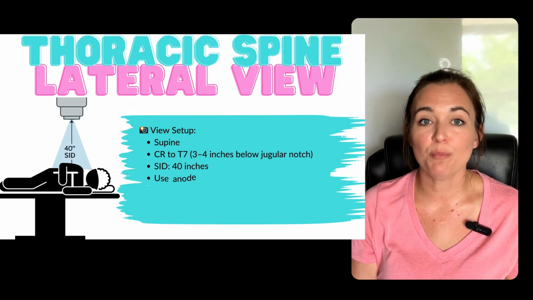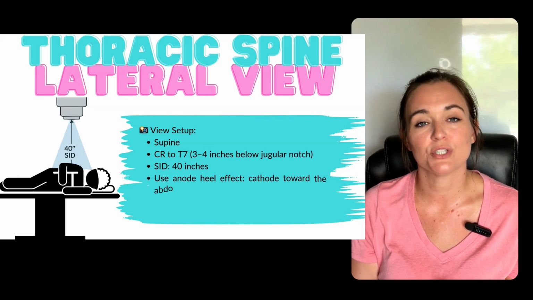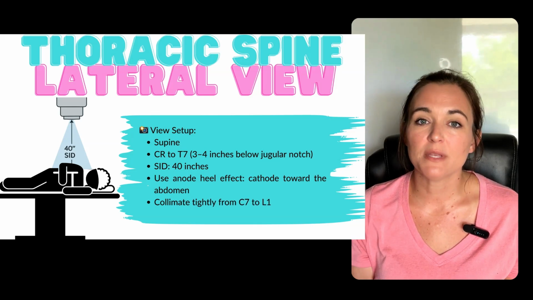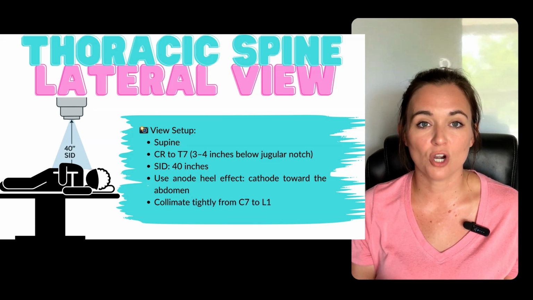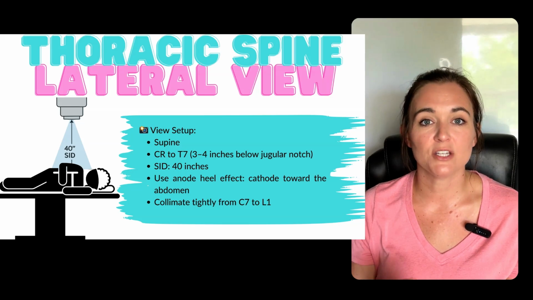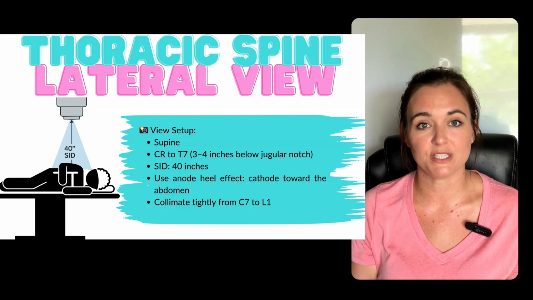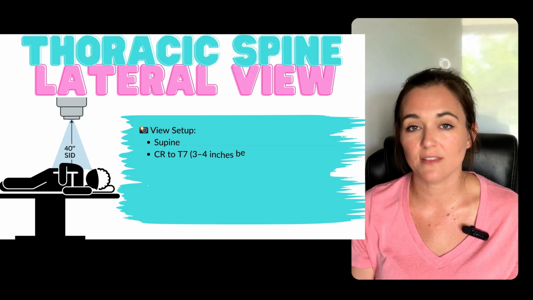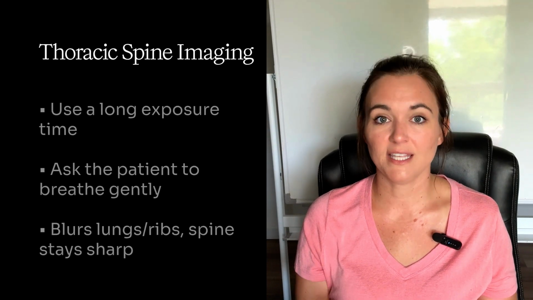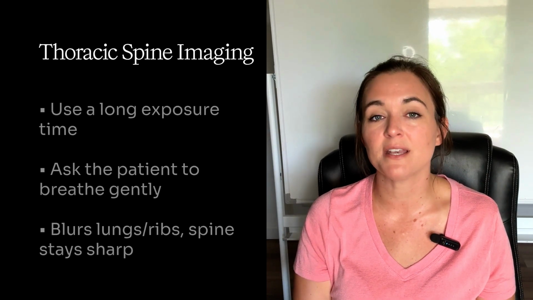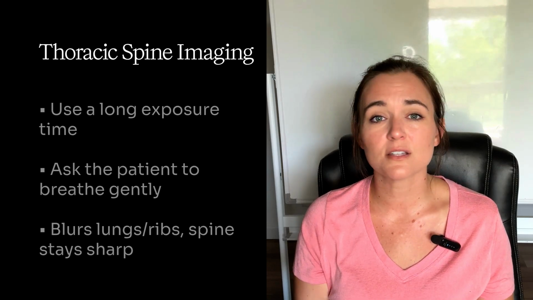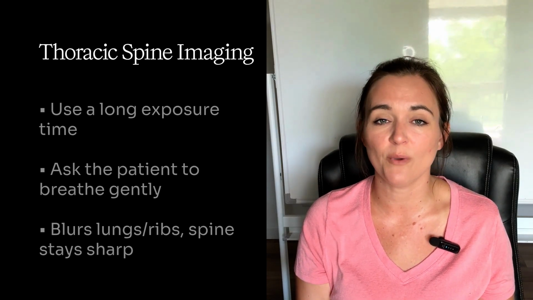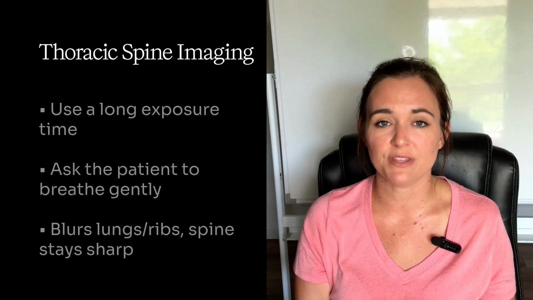This one can be done upright or in the left lateral decubitus position, depending on whether the patient can stand. You'll want them in a true lateral with their arms forward and their spine straight. Watch for kyphosis. The central ray stays at T7, just like in the AP. Now here's the thing. Getting a good lateral of the thoracic spine can be tough. You've got lung, ribs, and sometimes breasts or adipose tissue in the way. That's why we often use a breathing technique.